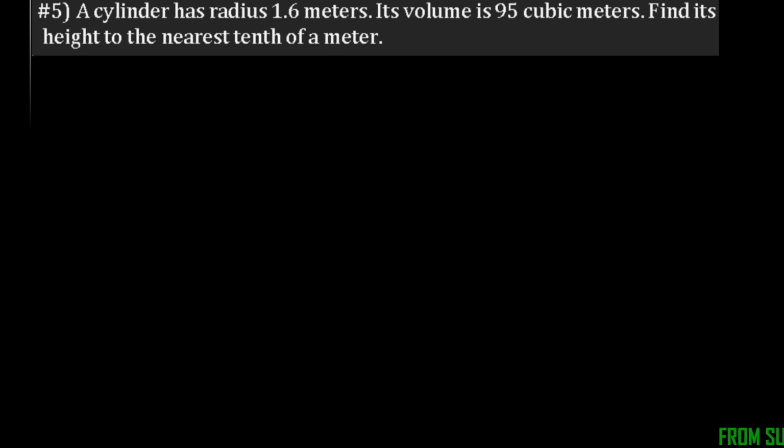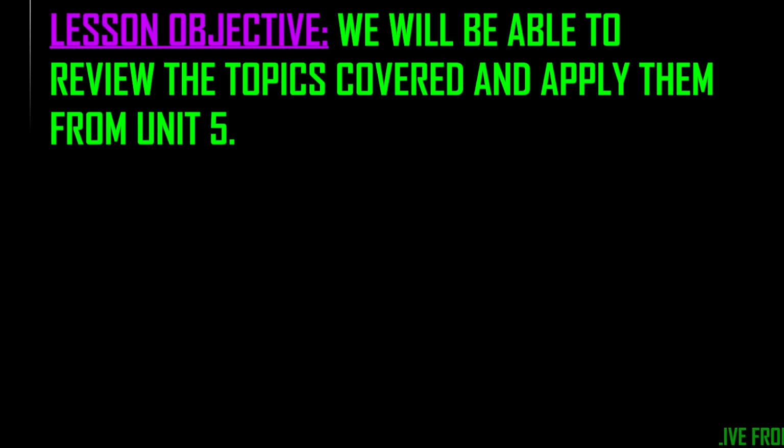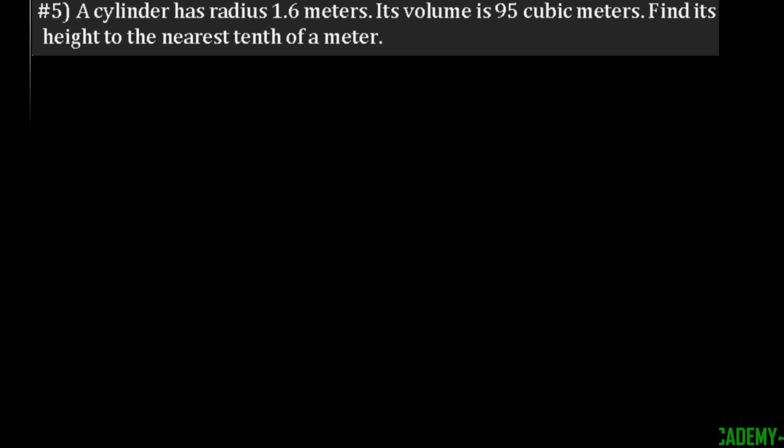In this video, working on the second part of the Unit 5 wrap-up. So again, what we're doing is we'll be able to review the topics covered and apply them to those Unit 5 questions. So for number 5, it says a cylinder has a radius of 1.6 meters, and its volume is 95 cubic meters. Find its height to the nearest tenth of a meter.